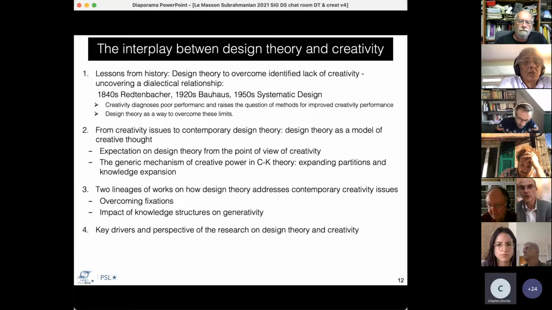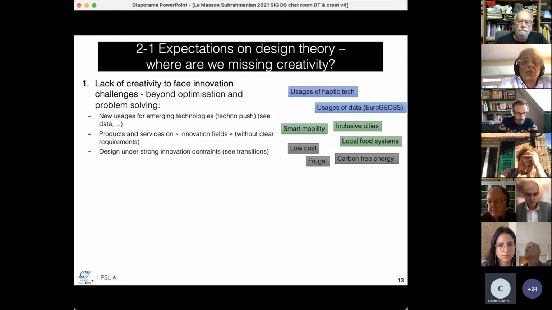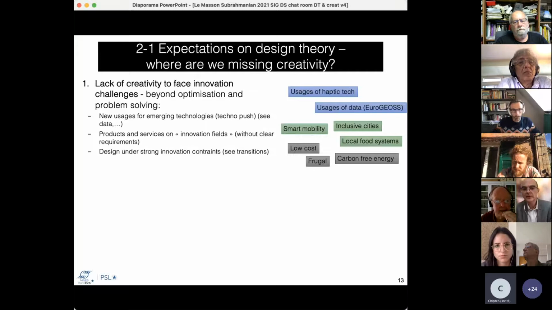The expectation on creativity in the last decades. First, a diagnosis of a lack of creativity to face innovation challenges. We have good design theory to address a fixed list of requirements, but what if you have to design the usages of a given technique?